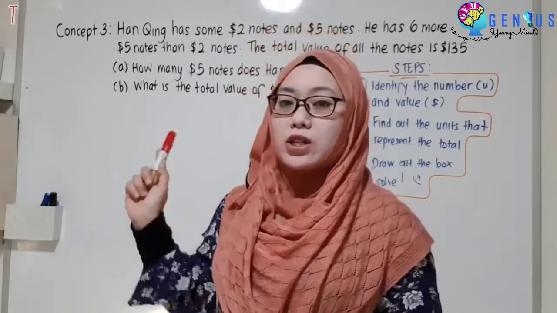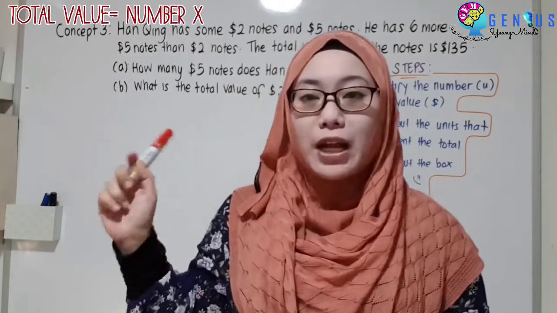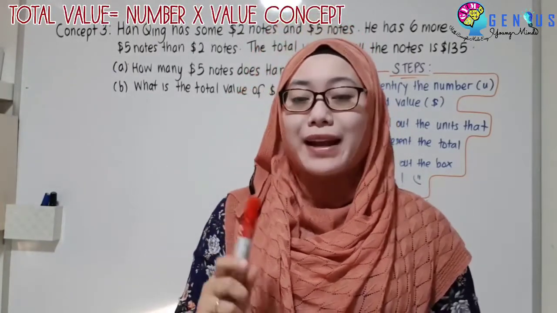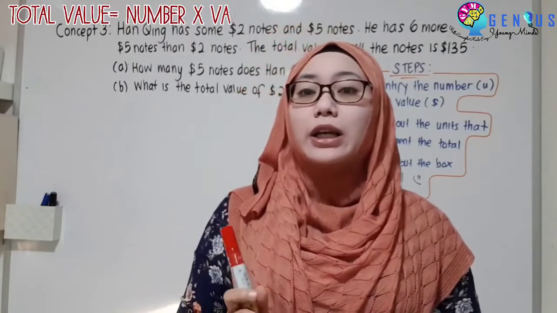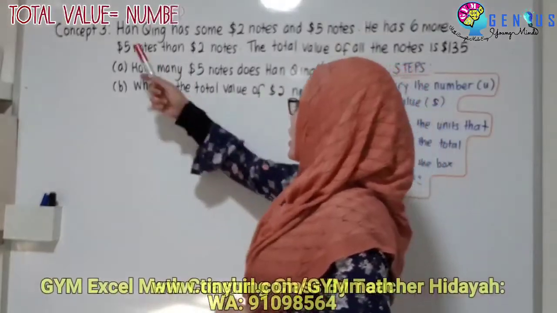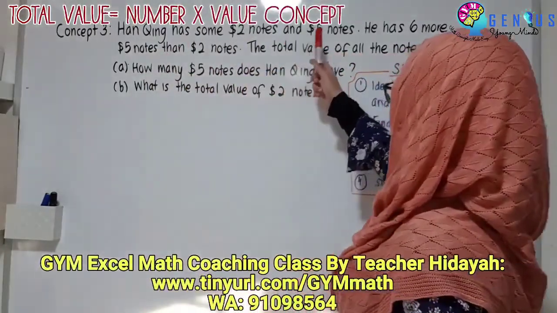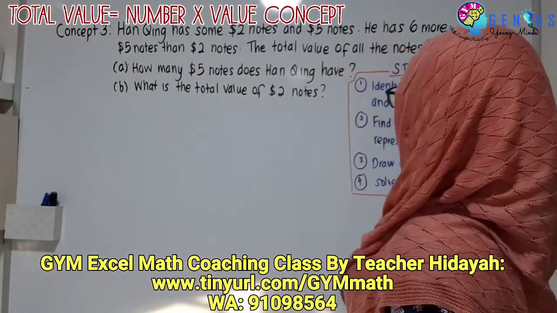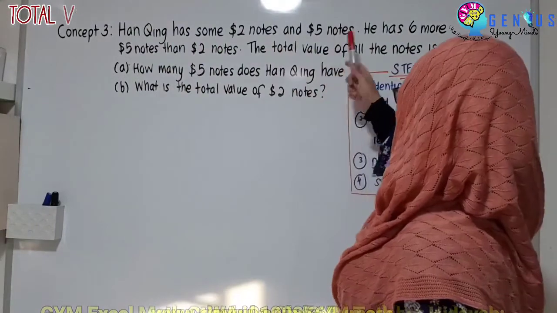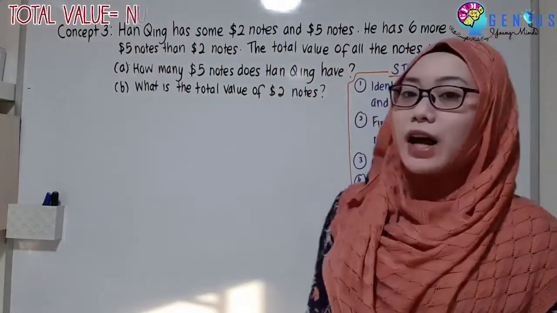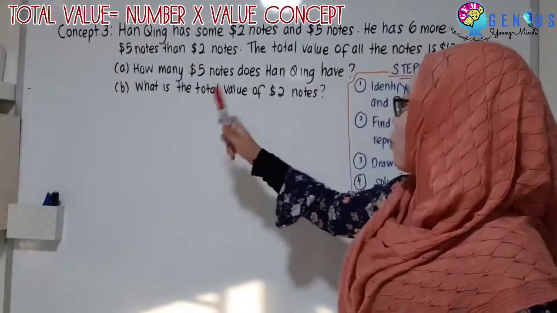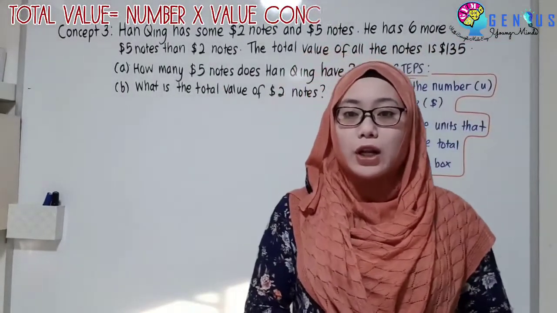Okay, so this is one question of the total value number times value concept. Always start with the first reading, where you underline and highlight all the keywords and then link it to the concept. So we have this question. Han Ching has some $2 notes and $5 notes. He has 6 more $5 notes than $2 notes. The total value of all the notes is $135. How many $5 notes does Han Ching have? What is the total value of $2 notes?